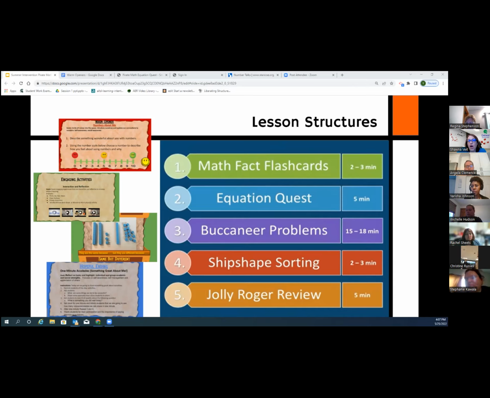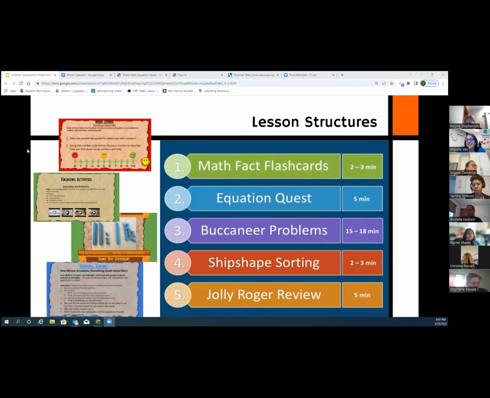So when we talk about all the parts of the lessons, we are going to look at how they approach math fact fluency. We are going to look at Equation Quest, which is really getting kids to think about the earliest ideas of algebra, which is totally appropriate for 1st and 2nd graders. So we're really going to bridge from arithmetic to algebra. Buccaneer problems, which are kind of the problems that you would do whole group. You would do those together or in small groups, and they're practice problems.